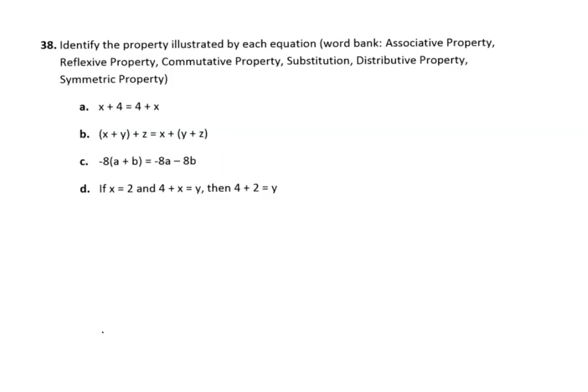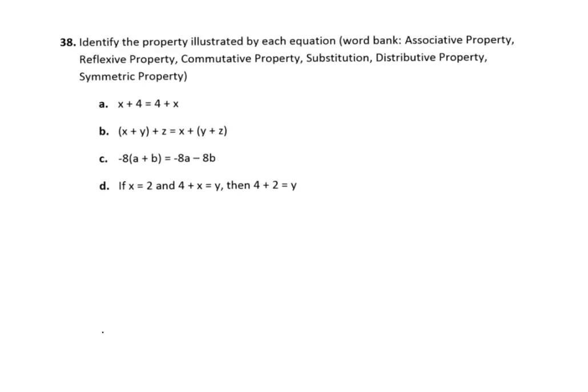Okay, number 38 is going way back to the very beginning of Algebra 1 where we talked about each of the different properties. The properties that we have to choose from are associative, reflexive, commutative, substitution, distributive, and symmetric, it looks like. So looking at A, we have x plus 4 equals 4 plus x. Now notice on the left we have an x and a +4, and we have a +4 and a positive x on the right side of the equation as well.